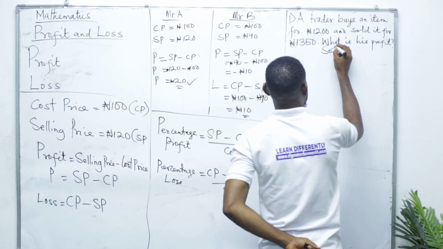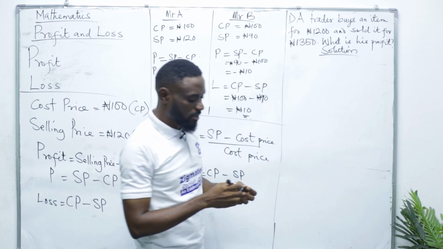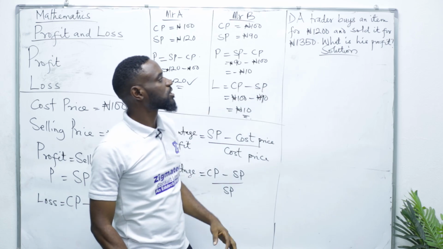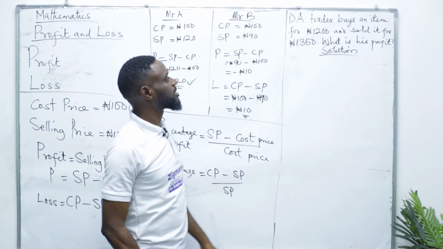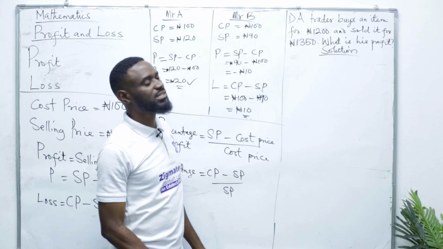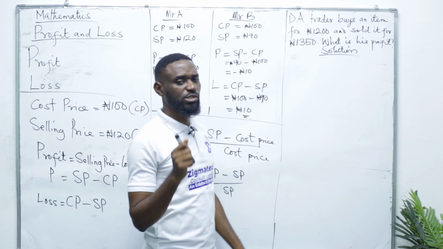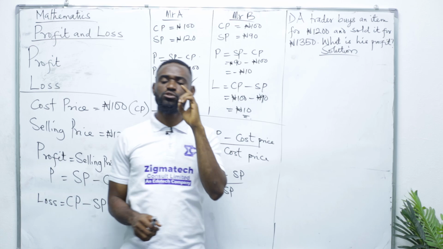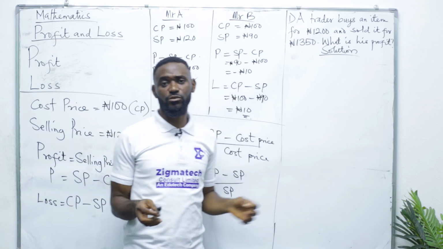So let's learn how to interpret questions that have to do with profit and loss. A trader buys an item for 1,200 and sold it for 1,350 naira. They're asking us what is his profit? How much profit did he make? It is simple. The first thing you must do is know your cost price and know your selling price. Once you know them, then you can calculate anything. Do you understand the point?